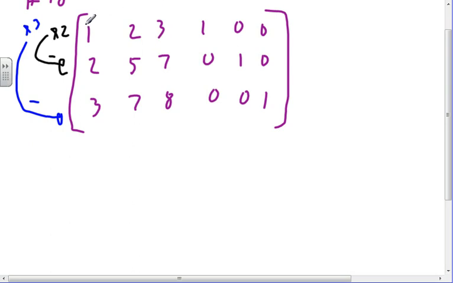I'm trying to make this the identity matrix. That's what I'm trying to do. I can do it one thing at a time, or I can do, I mean, the more I do at a time, the more chances of me messing it up, right? And that's really the fun part.